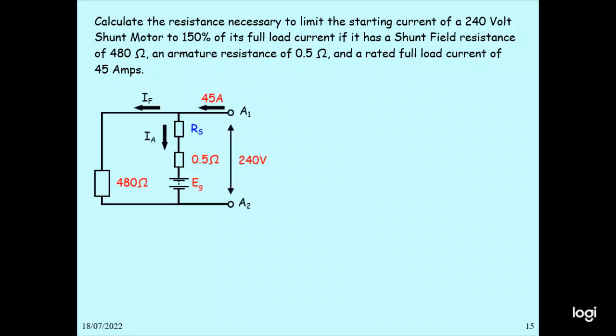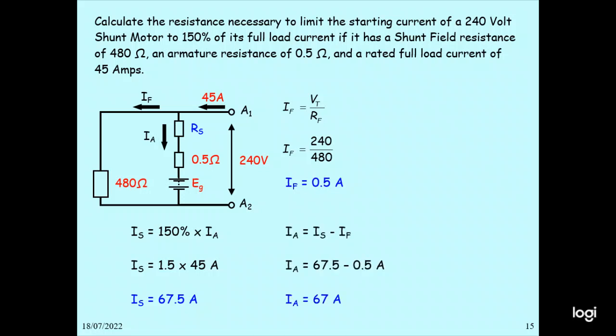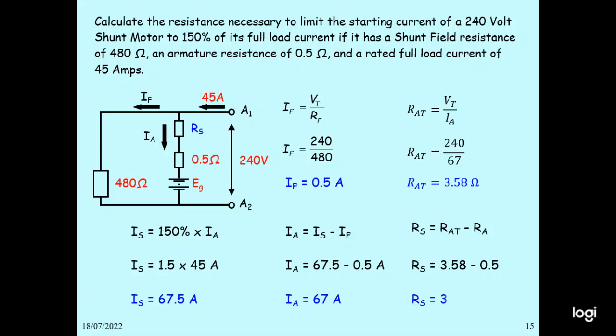Then you can calculate. This is the connection of the motor, armature and shunt field resistance, with input voltage 240 volt. The supply current IS is 150% of IA, so 1.5 times 45 gives 67.5 ampere. IF is V by RF, 240 by 480, which gives 0.5 ampere. IA equals IS minus IF, so 67.5 minus 0.5 gives 67 ampere. RA plus RAD is V by IA, 240 by 67, which gives 3.58, and then 3.58 minus 0.5 gives 3 ohm.